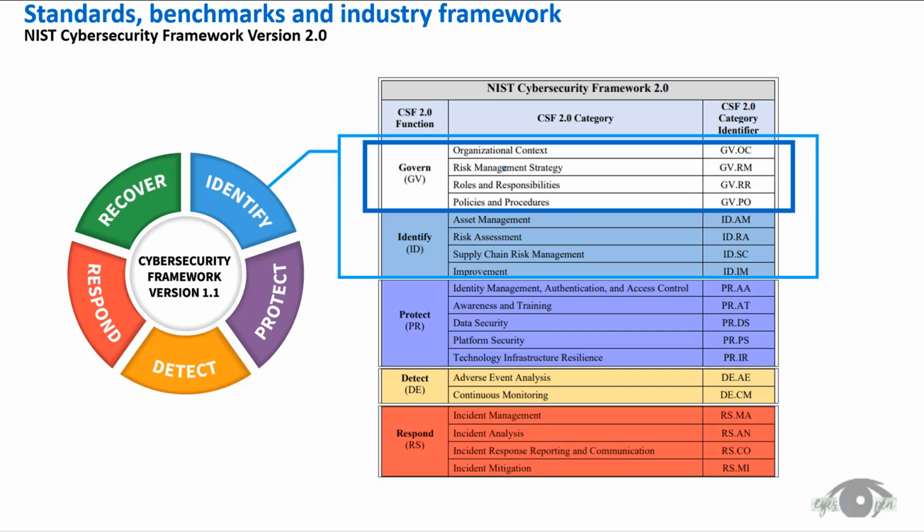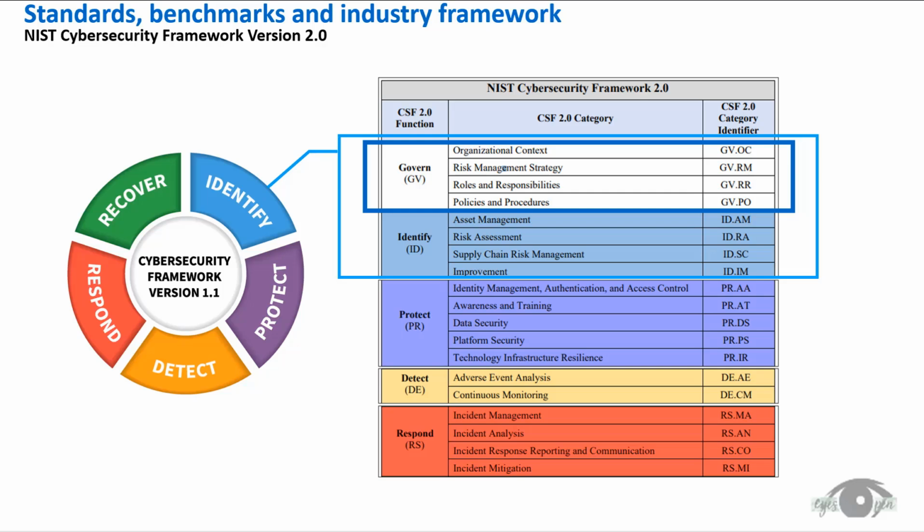The next function is the function Respond, RS, which aims to take action on a detected cybersecurity incident. In this function we find the following categories. Incident Management, RS.MA, which state that responses to detected cybersecurity incidents must be managed, formerly RS.RP. Incident Analysis, RS.AN, which state that an investigation must be conducted to ensure an effective response and support recovery activities.